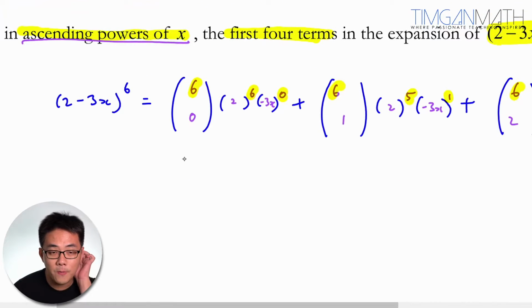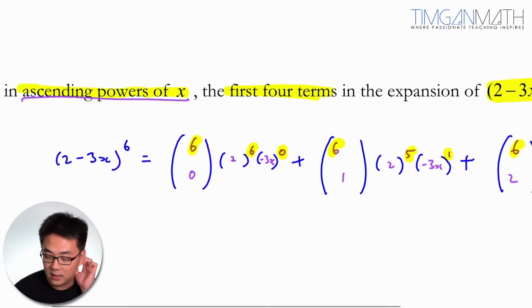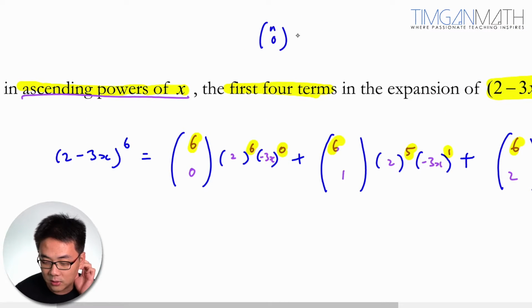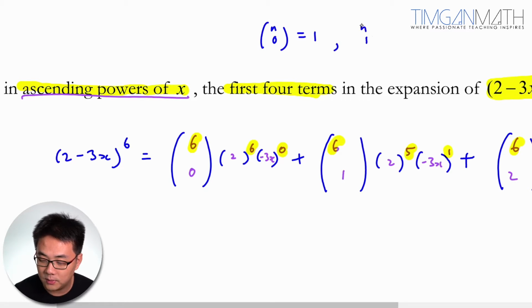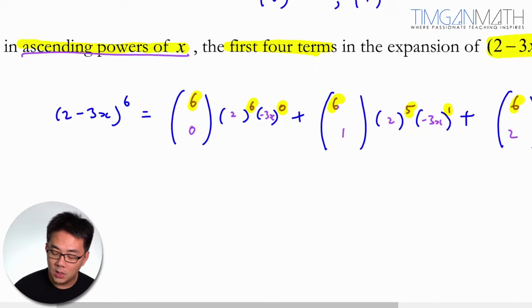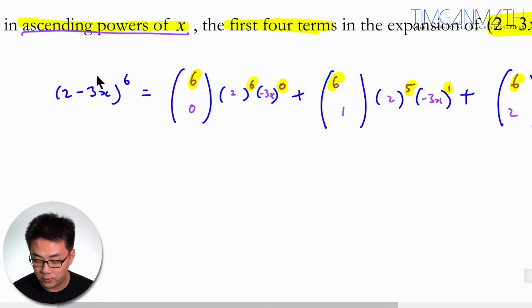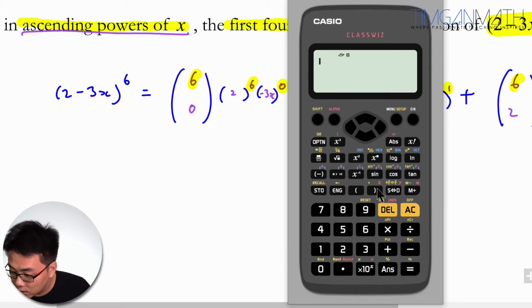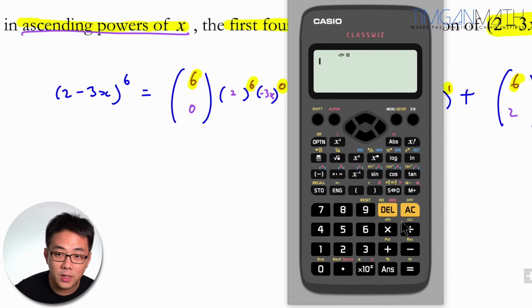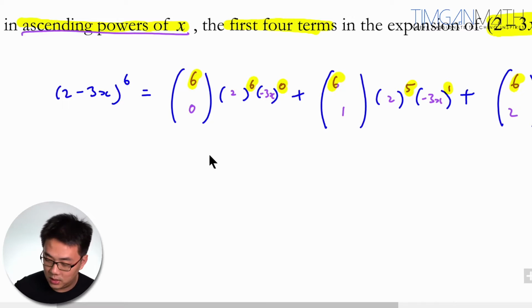So 6 choose 0, this is 6C0, is actually just 1. Any n choosing 0 will just be 1, and n choose 1 will just be n. Just remember that. You could key it into the calculator if you need to. Bring out your calculator. The choose function is under here, you look at this marker. So I press 6 shift choose 0, and this will be 1.